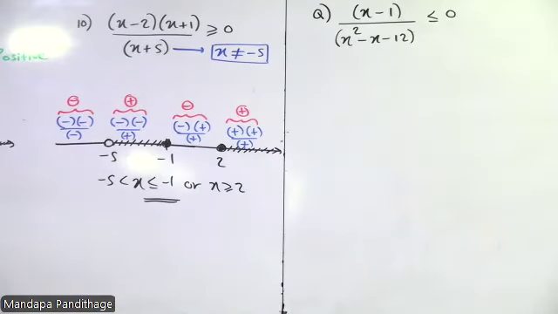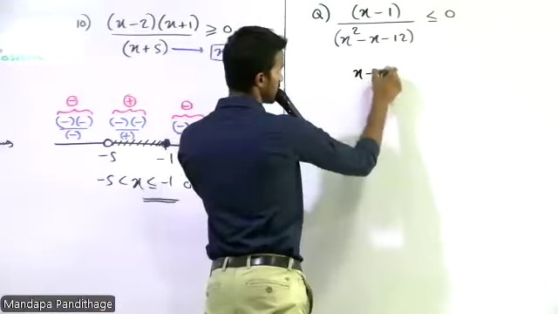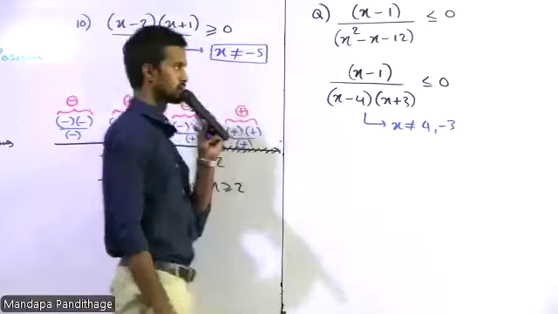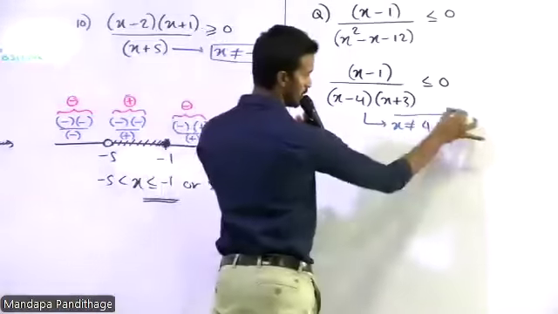First completely factorize it, then consider the values that make each factor 0. So when you factorize, it's x minus 4 and x plus 3. Since there is a denominator, make sure that this is not equal to 0. So x can't be 4 or minus 3. In the final answer, you are supposed to exclude them because the denominator can't be 0.